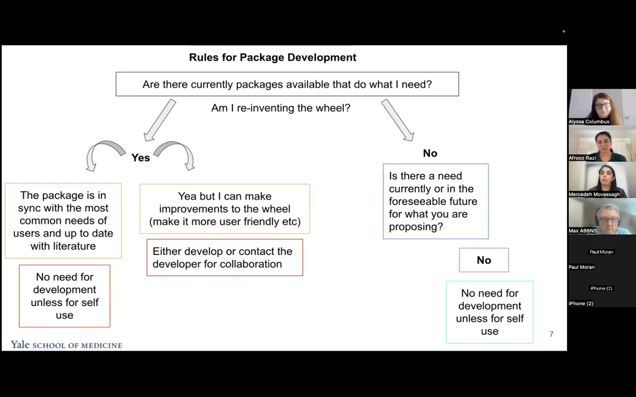Is anybody else going to be using this package in the foreseeable future or not? Is this something that I will only use, but other people will not? If the answer is no, then you don't really need to make it unless it's for your own happiness, and go for it. And if your answer is yes, sure, go ahead and develop your package.